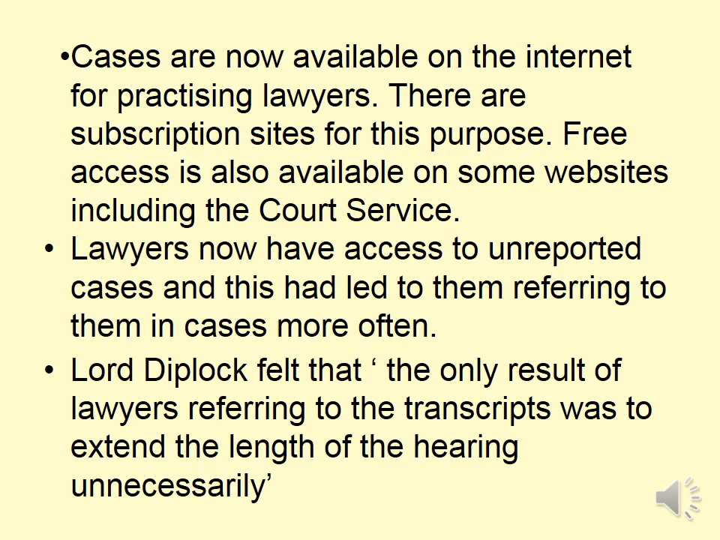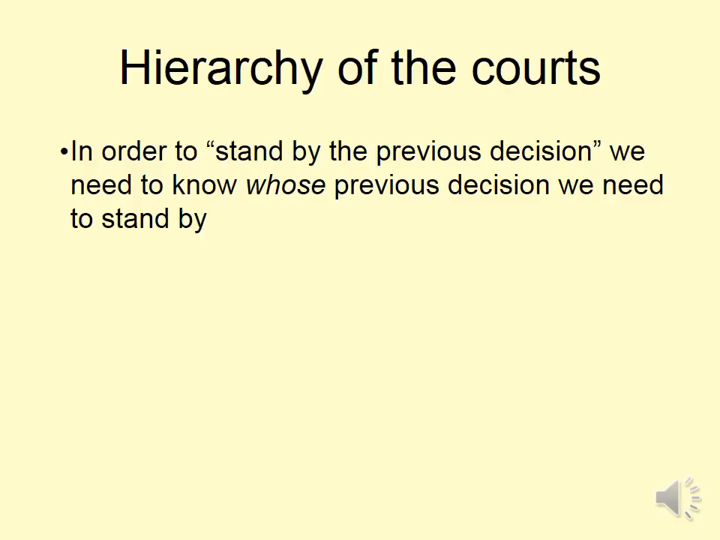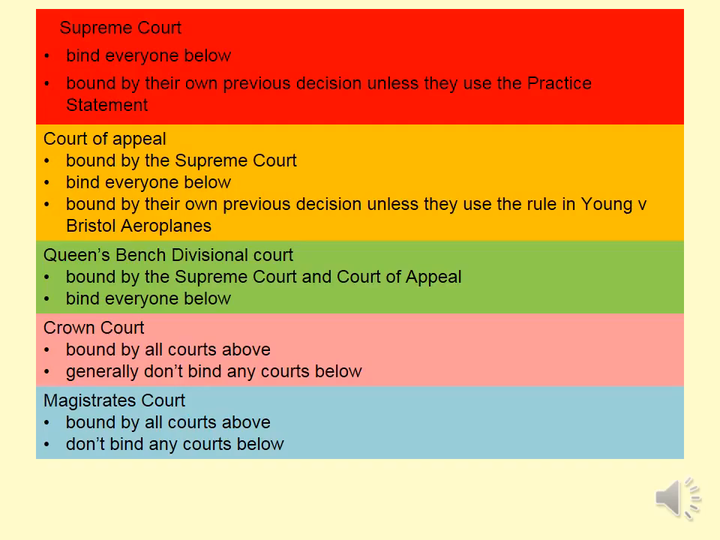The final key feature of judicial precedent that we need to look at is the hierarchy of the courts. In order to stand by the previous decision, we need to know whose previous decision we need to stand by. The courts need to know whose decision they have to follow and whose decision they can ignore. And in order to do this, we have the hierarchy of the courts. So this is the criminal court hierarchy, which for the AQA exam, you only need to know either the civil or the criminal side for this part of the exam.